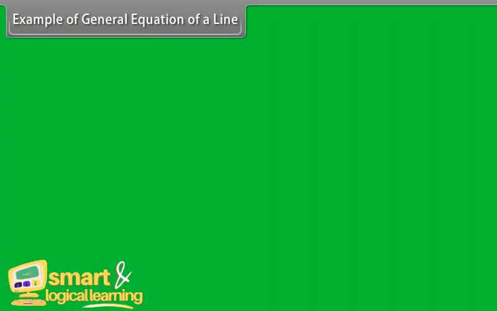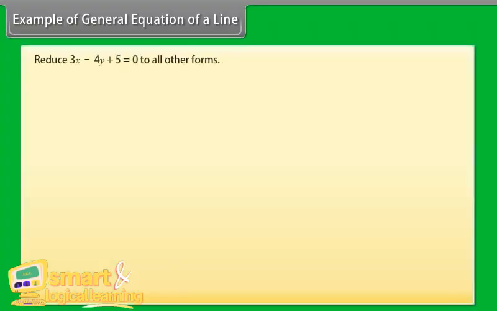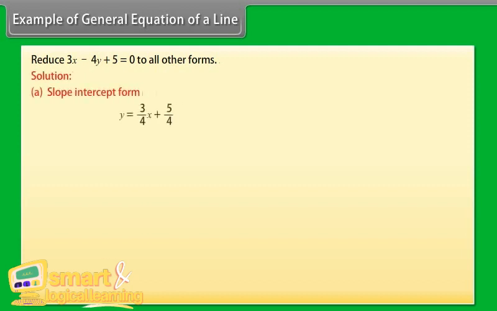Example of general equation of a line. Reduce 3x - 4y + 5 = 0 to all other forms. Solution. Slope-intercept form. y = (3/4)x + 5/4, where m, the slope, is 3/4, and c = 5/4, that is the y-intercept.